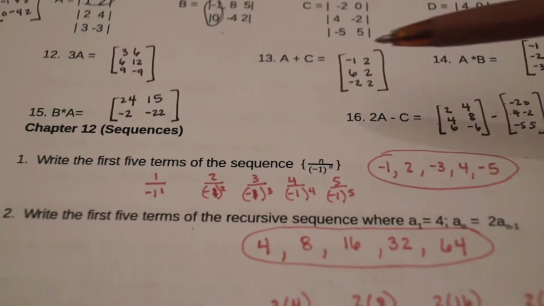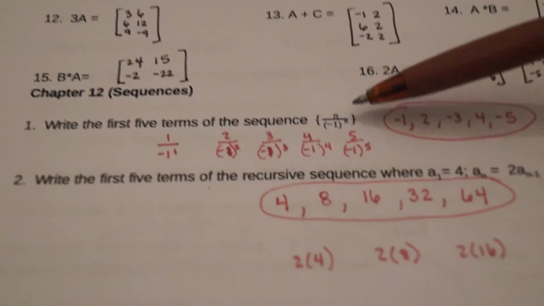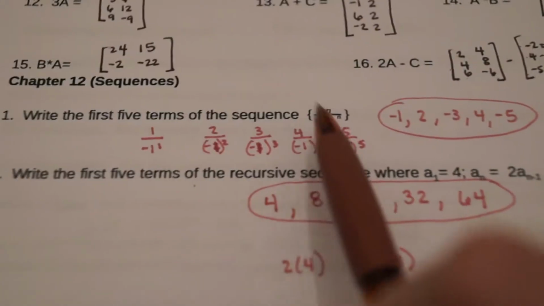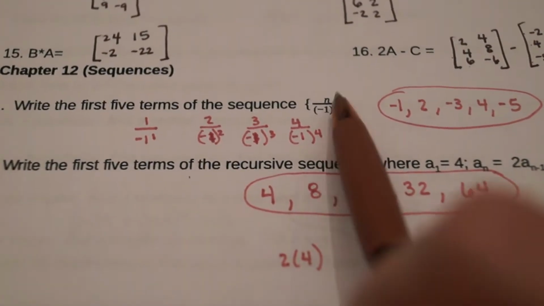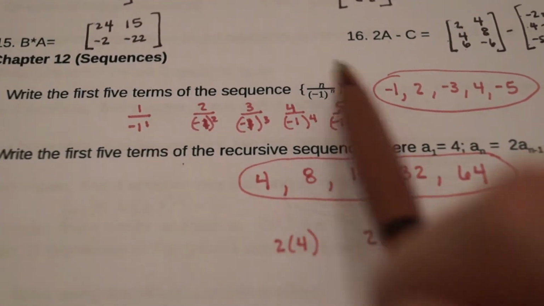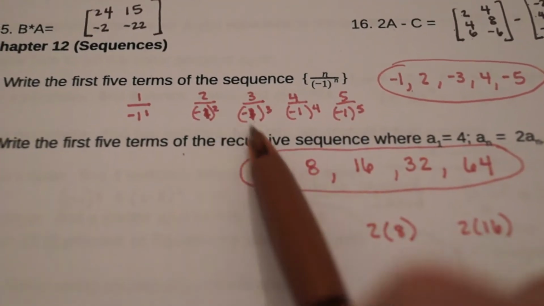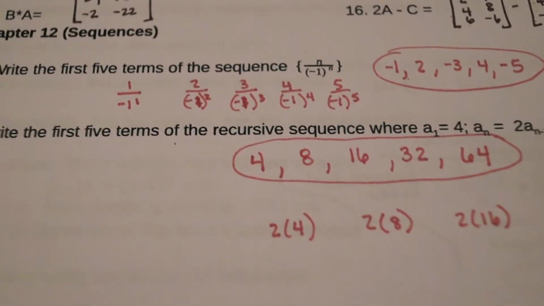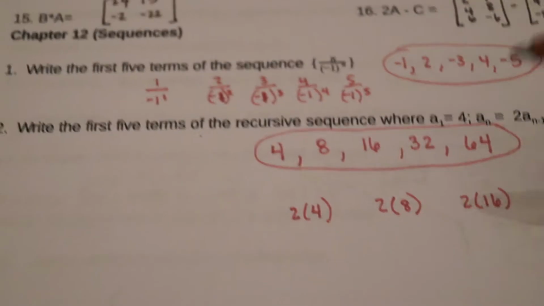Here we go, chapter 12. So the first question told me to write the first 5 terms of the sequence. So I took the formula that it gave me, I plugged in 1 for n, and I got an answer. Then I plug in 2, then 3, then 4, then 5. So I just plug in the numbers 1, 2, 3, 4, 5 and write down what I get.